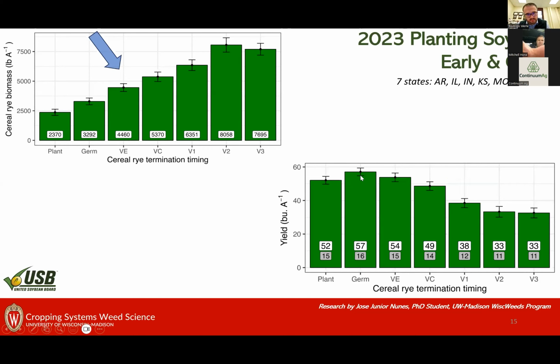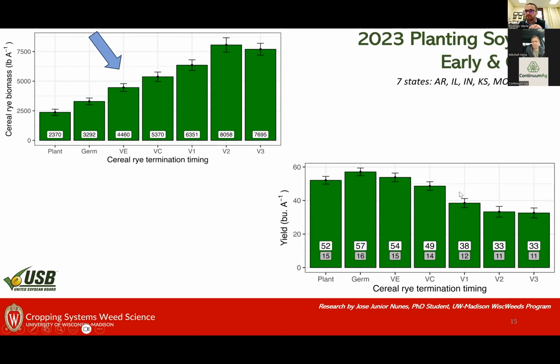Terminate a week after, not impacting yield. Terminate at VE, not dropping my yield compared to the check. I can terminate up to VC, 5,000 pounds, easy to plant into, not impacting yield. Now, if I let it grow a little more, past that, last year was dry, 6,000 pounds, too much competition with my soybeans that are already established and growing because they were planted early, then we start losing yield.